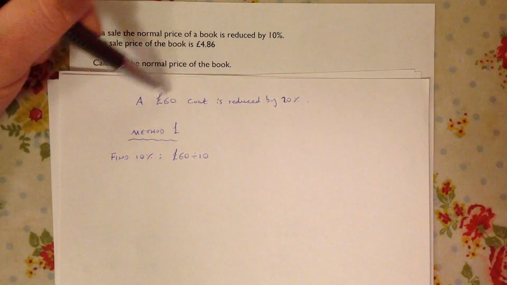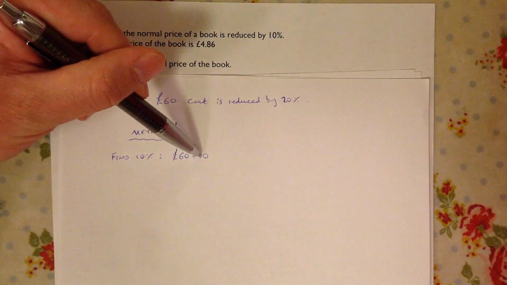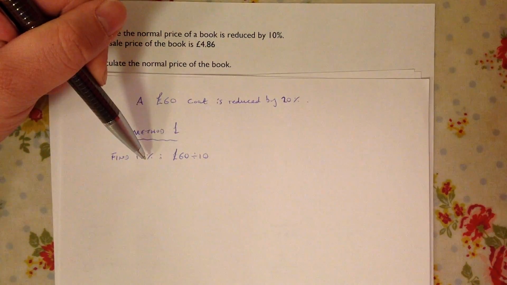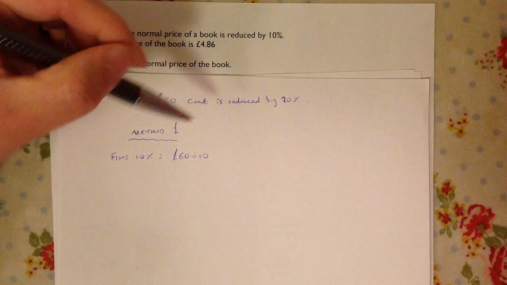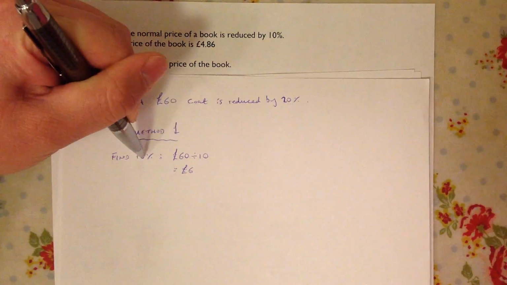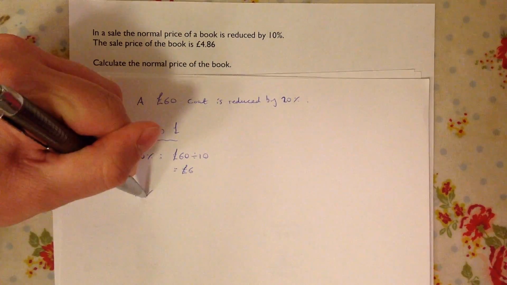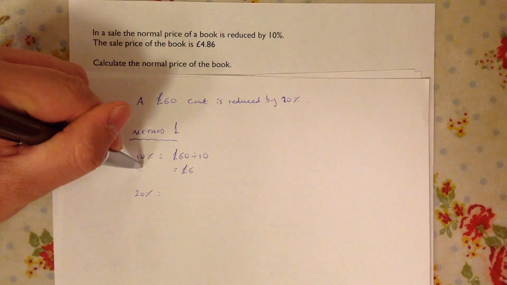Because we've got 100% of the coat, because we've got the full amount and the full cost of the coat, 10 10%s make up the cost of the coat. So we're going to divide by 10. So £60 divided by 10 is £6. So 10% is £6.